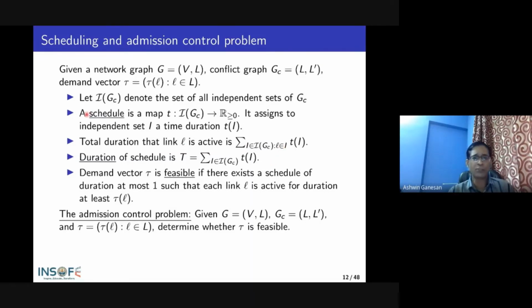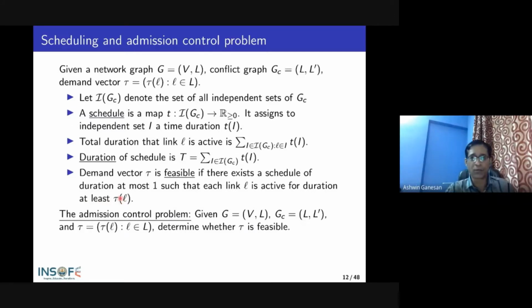And once you come up with such a schedule, the total duration of the schedule is the sum of the durations of all the independent sets. And a demand vector tau is feasible if there exists a schedule of duration at most 1 such that in that schedule, each link L is active for duration at least tau of L.